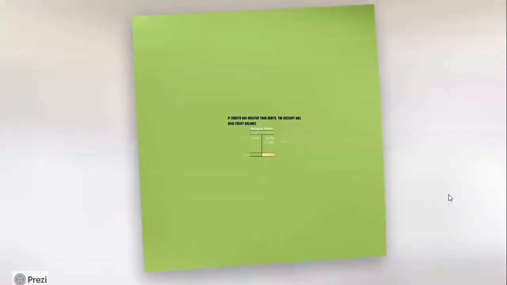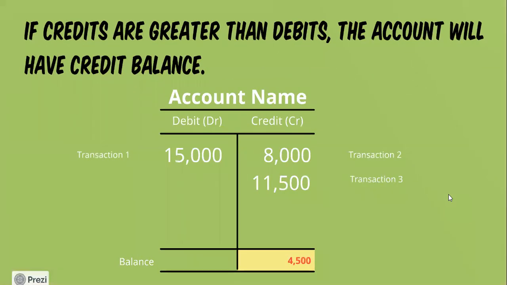On the other hand, if debits are greater than credits, the account will have a debit balance. So for this example, if for instance your debit showed 30,000 and your credit showed 19,500, your balance should be shown on the left side or the debit side in the amount of 10,500.